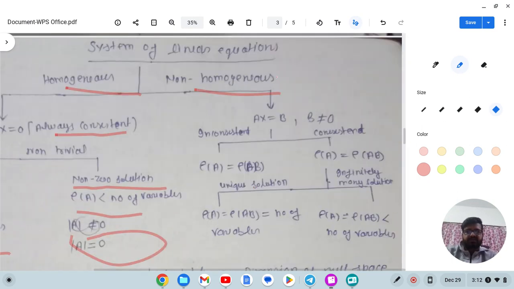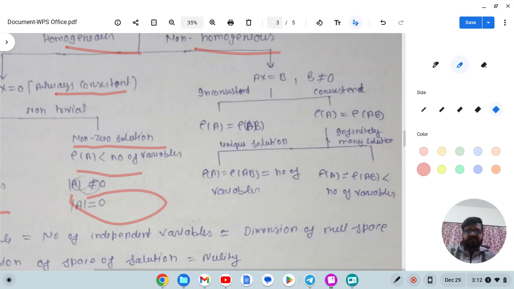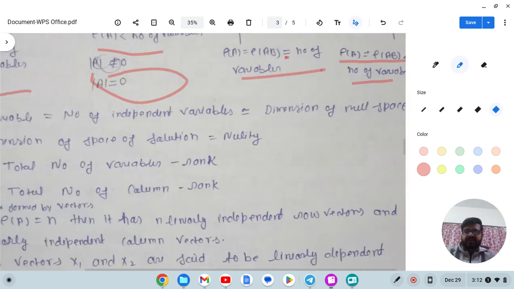Now coming to the non-homogeneous case. It is said to be inconsistent if rank of A is not equal to rank of AB, and consistent if rank of A is equal to rank of AB. If the equation is inconsistent, then there will be no solution. If the equation is consistent and rank of A is equal to rank of AB and less than the number of variables, then it will have infinitely many solutions. And if rank of A is equal to rank of AB is equal to the number of variables, then it will have a unique solution. Now come to the next point.